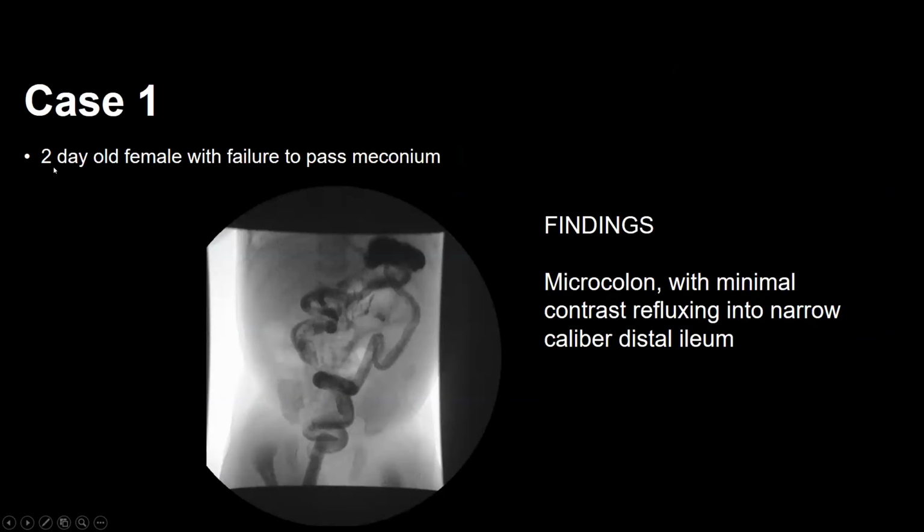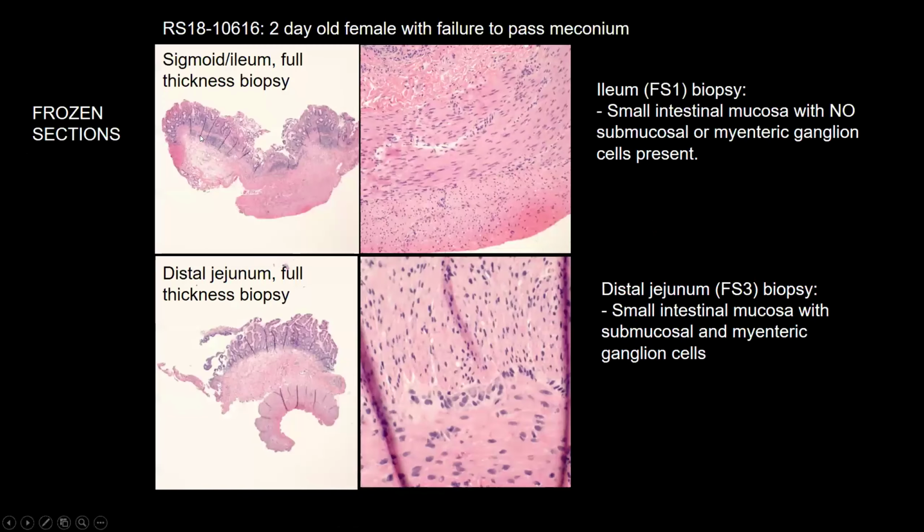The first case I want to share, I only have 2 cases, so don't worry, is a 2-day-old female with failure to pass meconium. Findings were, as you can see here, very small colon with minimal contrast refluxing into a very narrow caliber distal ileum. And here are the frozen sections.